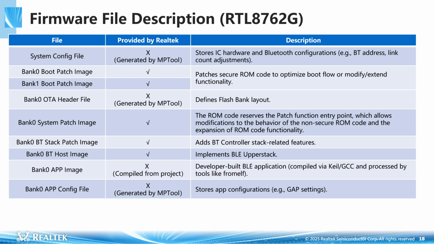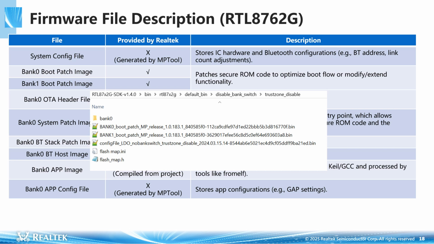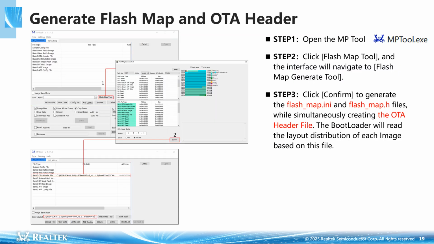This table provides the downloading file descriptions for RTL8762G. In the previous documentation, some files can be directly generated using the MP tool. Here, we will introduce the steps to generate each of them. If no parameters need modification, users can directly load the default file from the SDK. You can refer to the illustrated steps to directly generate the flash map and OTA header file.